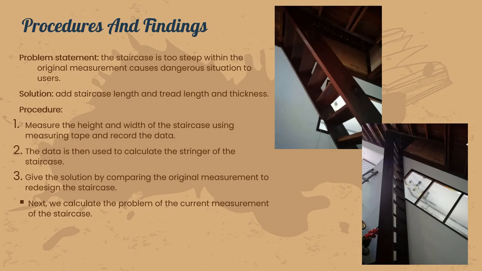The procedure is, as you can see, the problem statement: the staircase is too steep within the original measurement, which causes dangerous situations. So the solution is to add to the tread length and the thickness of the staircase. Procedure 1, measure the height and width of the staircase using a measuring tape and record the data. Second, the data is used to calculate the stringer of the staircase, and third, give the solution by comparing the original measurement to the redesigned staircase.